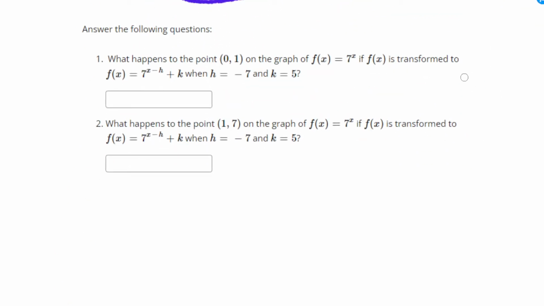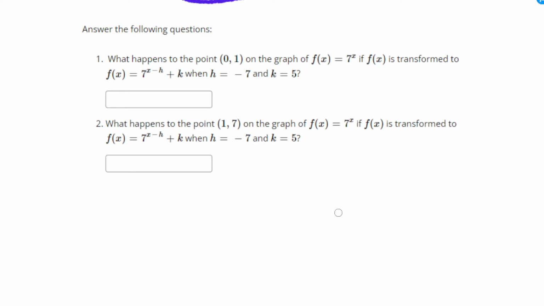This would be our answer. Whew, last one. Answer the following questions. What happens to the point (0, 1) on the graph f of x equals 7 to the x if f of x is transformed to f of x equals 7 to the x minus h plus k when h equals negative 7 and k equals positive 5? We're going to be moving up points because this is positive.